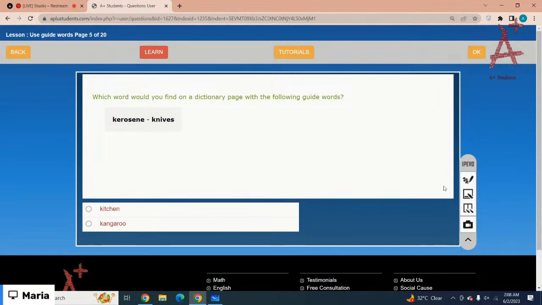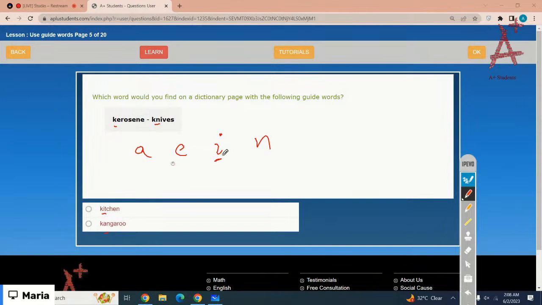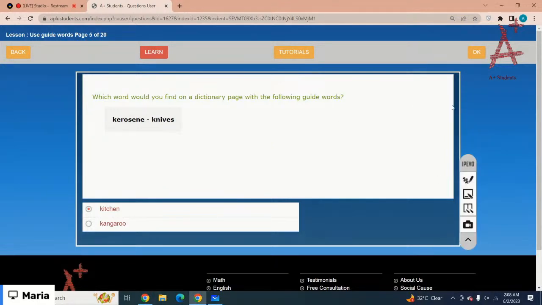All of them have the first letter K. Just look for the second letters. Here you have E and here you have N. Now look at the second letters of the words: I and A. I is in between E and N, but A is before E. That means kangaroo is before this page, not on the same page. So kitchen is on the same page with the guide words kerosene and knives. Got it? The correct option is kitchen.